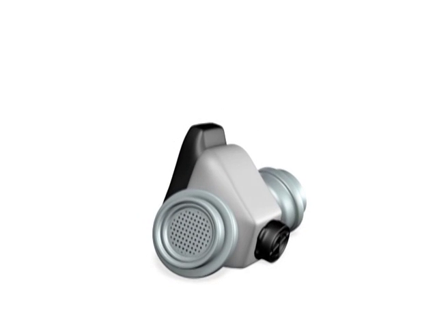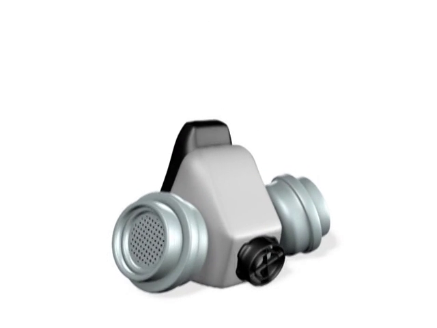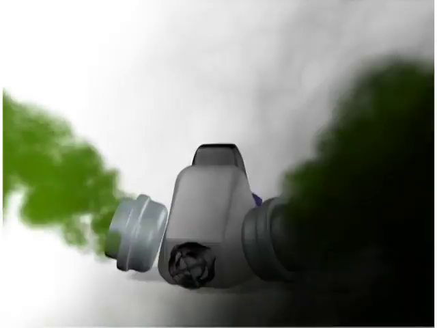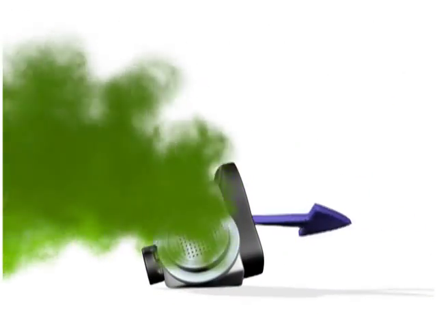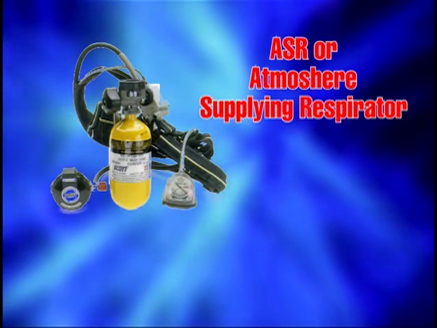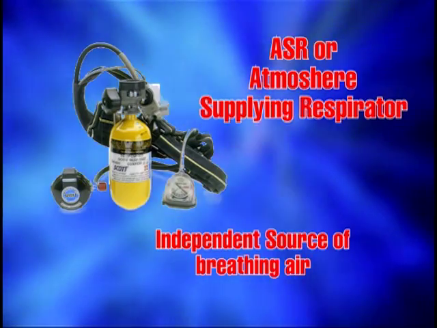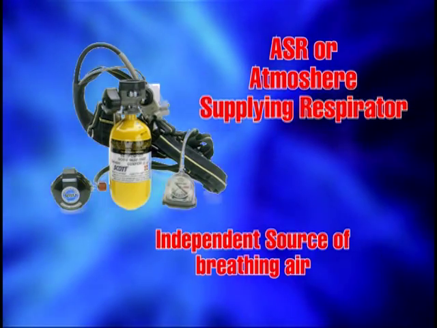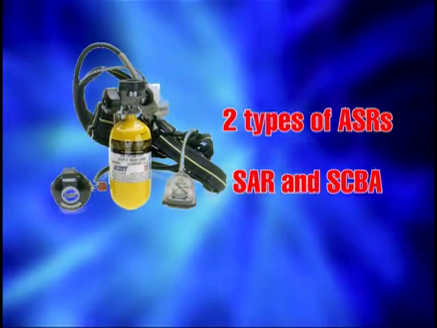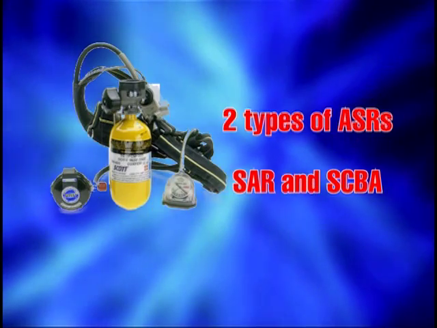An APR, or air purifying respirators, contain a purifying filter cartridge or canister that removes specific contaminants by passing ambient air through the air purifying element. An ASR, or atmosphere supplying respirator, has an independent source of breathing air supplied to the respirator. Two types of atmosphere supplying respirators are SARs and SCBAs.